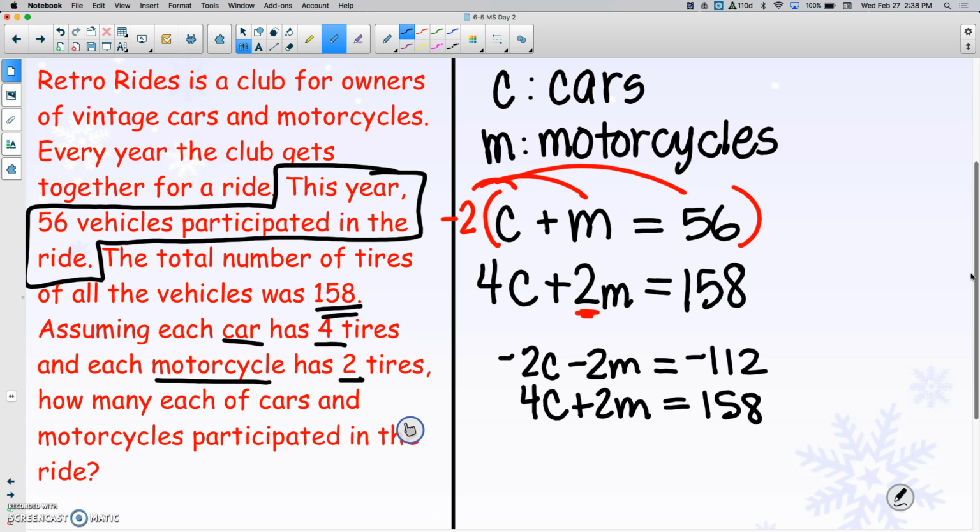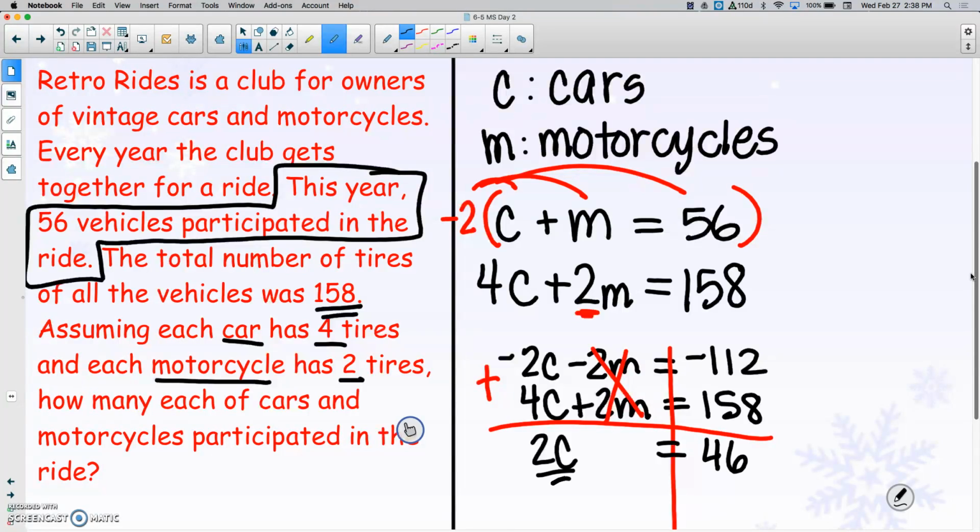So I did not have to multiply both equations here. I only had to multiply one. The same would be true if you wanted to cancel out the cars instead. Then you would multiply the top one by -4. So my M's have canceled. -2 plus 4 is +2. And then -112 plus 158 is 46.